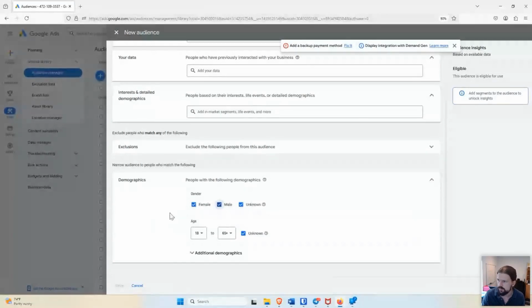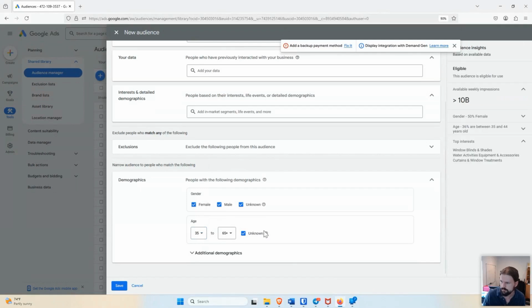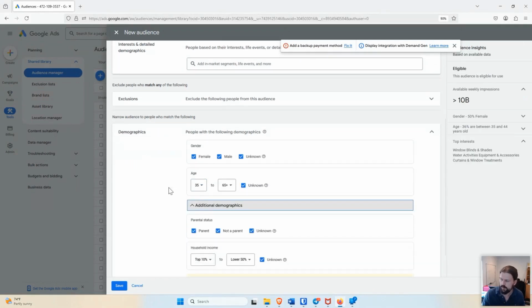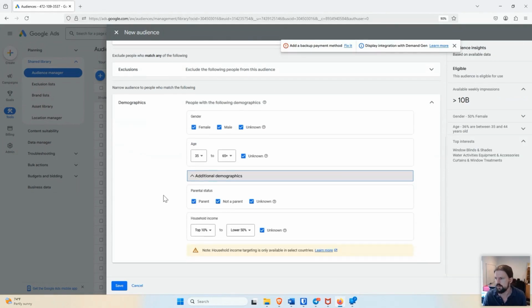I can select the age group that I want. So maybe I only want 35 to 65. And then we have additional demographics. So I can sell to people who are parents or not parents. And I can target based on income.